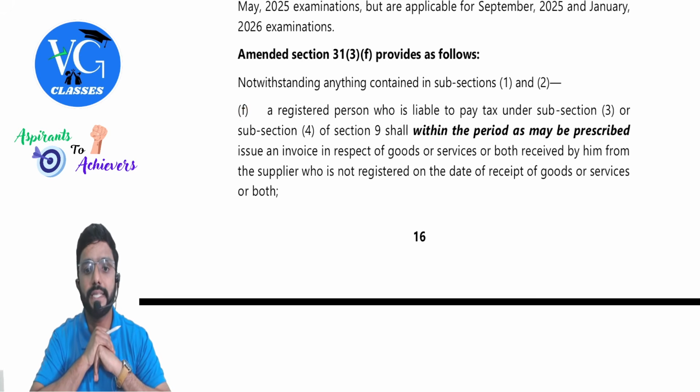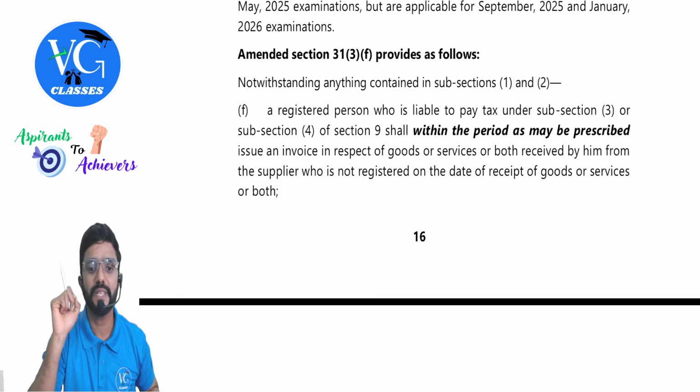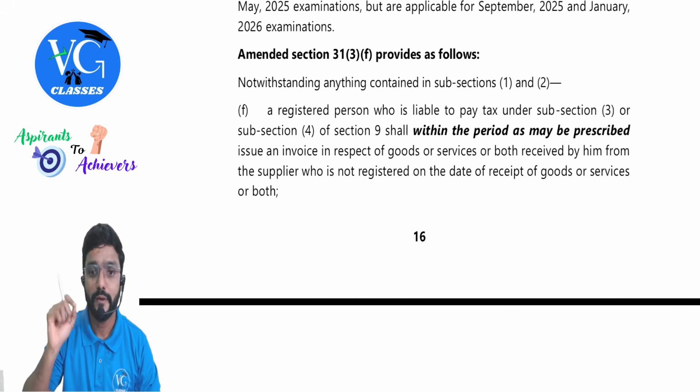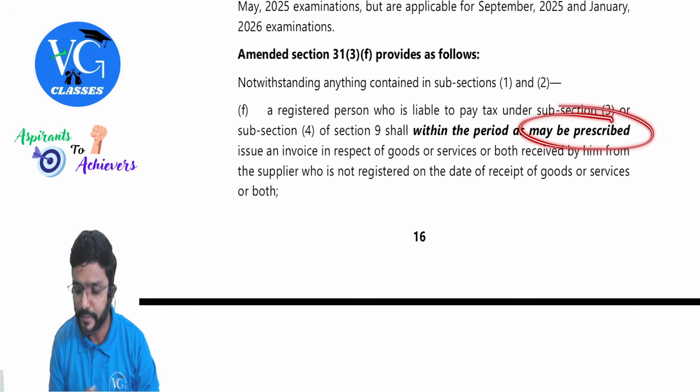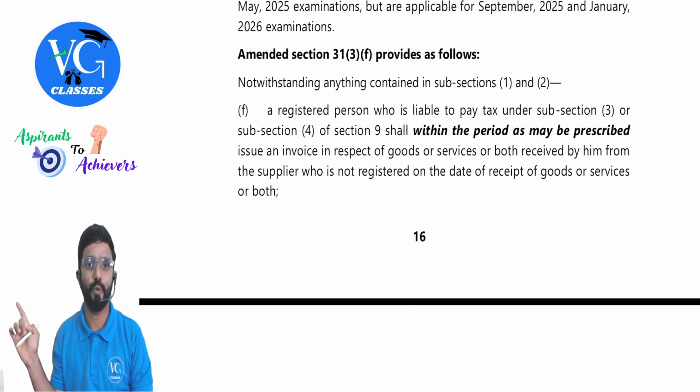Notwithstanding anything contained in section 1 and 2, clause F: a registered person who is liable to pay tax under subsection 3 or subsection 4 of section 9 shall, within a period as may be prescribed... As may be prescribed. So in clause F, they didn't mention the dates. Where they have mentioned is in the rule.